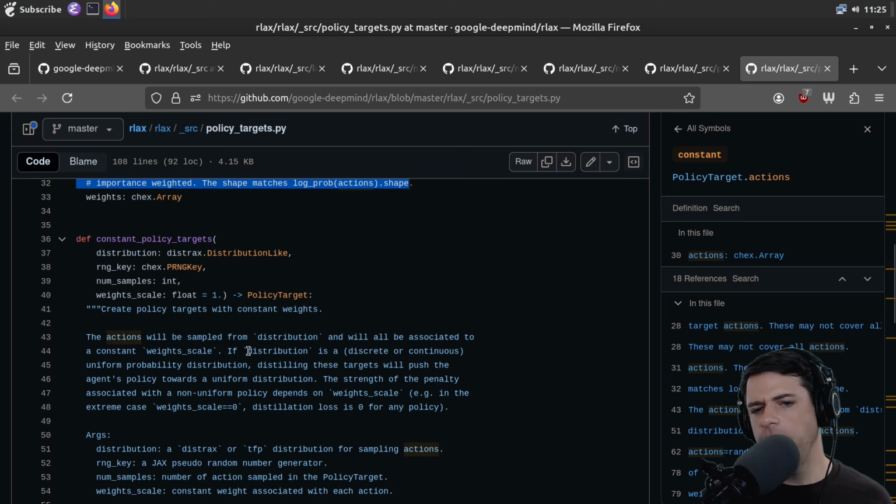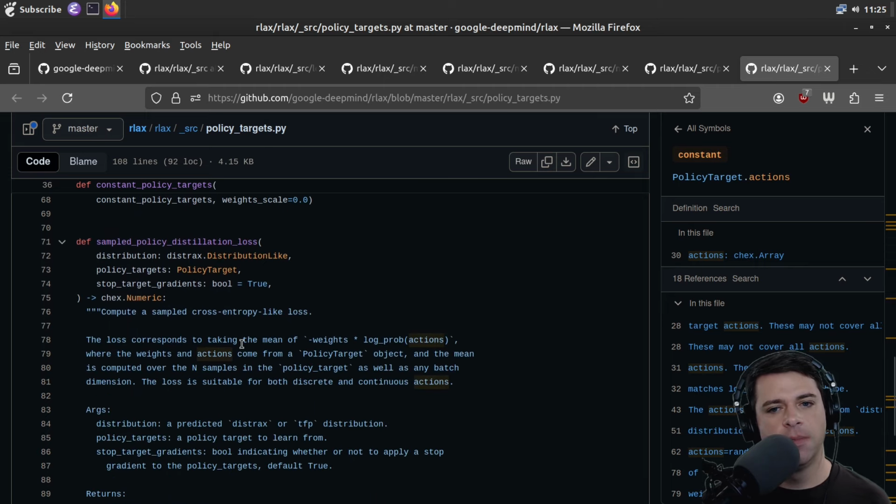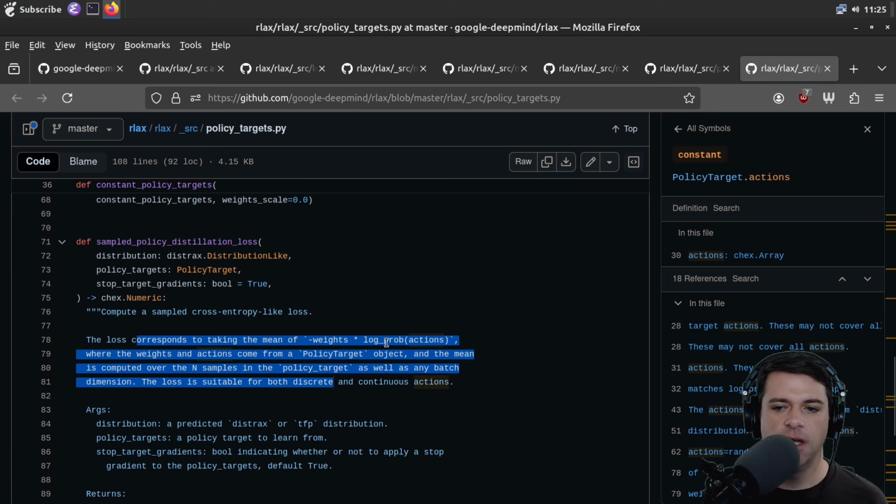Okay, so I guess maybe the weights are separate from the distribution, and maybe it's like you have some urn, and the urn has some distribution of drawing from it, and then the weights are like you put more balls of one color than the other in. Something like that. We have sampled policy distillation loss. Compute a sampled cross-entropy-like loss. The loss corresponds to taking the mean of negative weights times log probability of actions, where the weights and actions come from a policy target object. Okay.